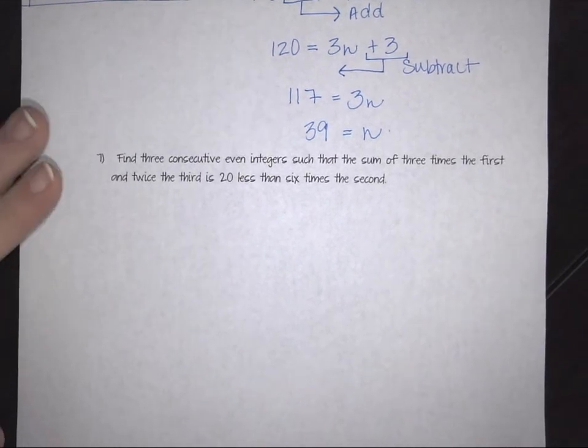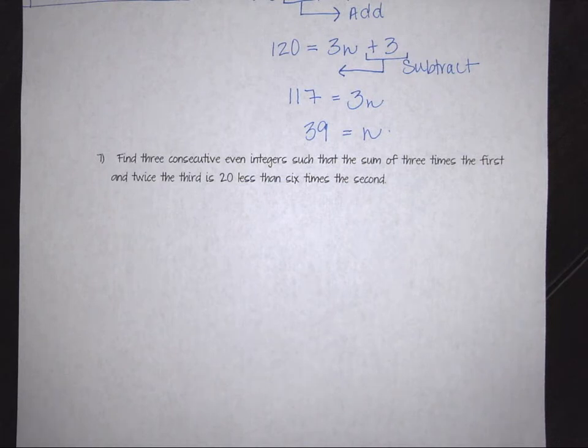So now let's look at another one. I have: find 3 consecutive even integers such that the sum of 3 times the first and twice the third is 20 less than 6 times the second.